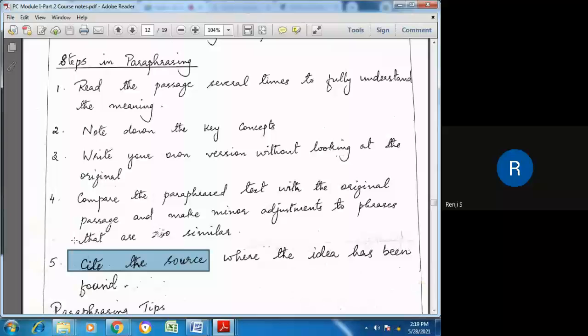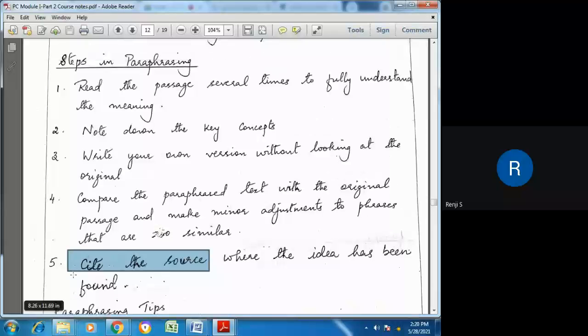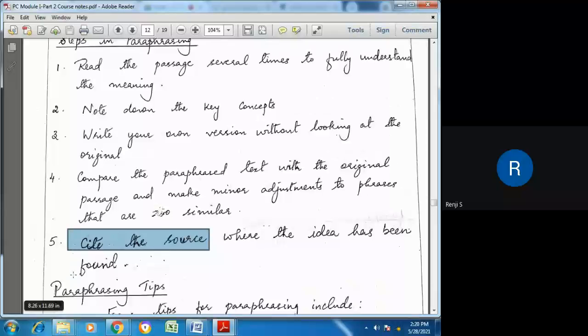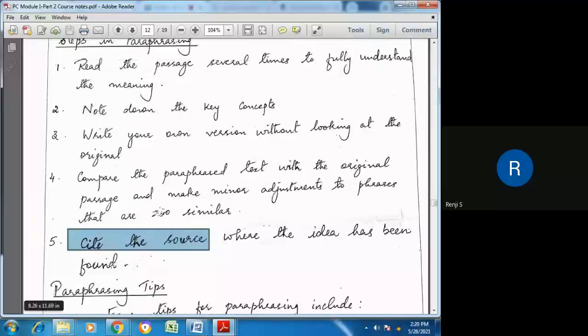So when you're given a paragraph or a passage to paraphrase, just follow these steps. Don't miss out any of these steps. If you forget to cite the source, then again it is difficult because you are taking someone else's idea as your own idea. So you have to say from where the source has been taken, or from where you are writing this paragraph. If you don't refer to the source, you are just stealing someone else's idea. So don't do it. You have to follow all these steps when you are paraphrasing.